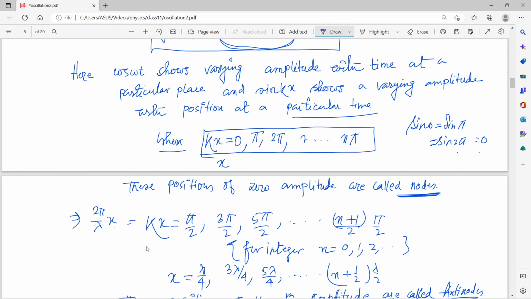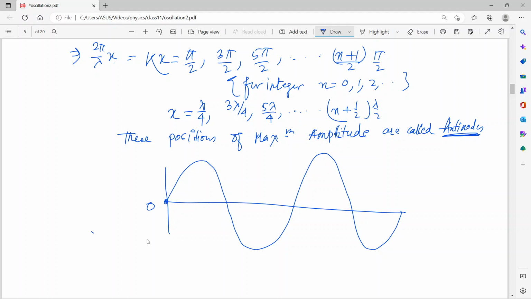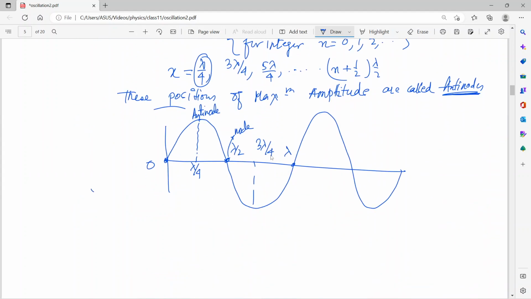So in that case also, you can get the value of x. For nodes, x is 0, λ/2, λ, 3λ/2, 2λ, like that. If you see a general sine wave, starting from 0, this one is λ/4, this one is λ/2, this one is 3λ/4, this one is λ. When it is at λ/4, the amplitude is maximum, so that is the position of an antinode. At λ/2, the amplitude is minimum, so that is the position of a node. Then again this one is an antinode and this one is a node, like that.